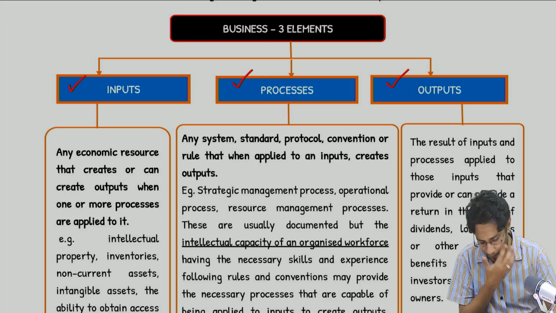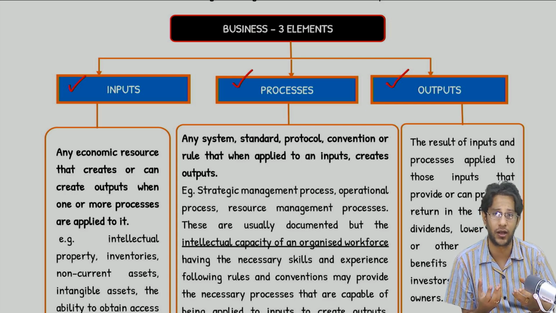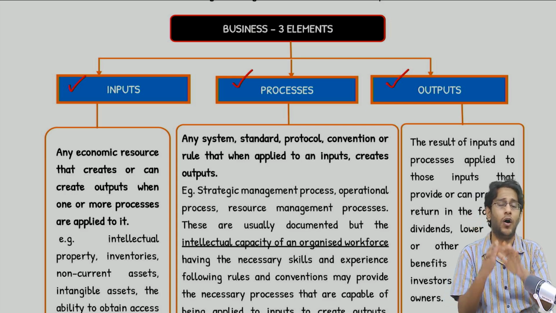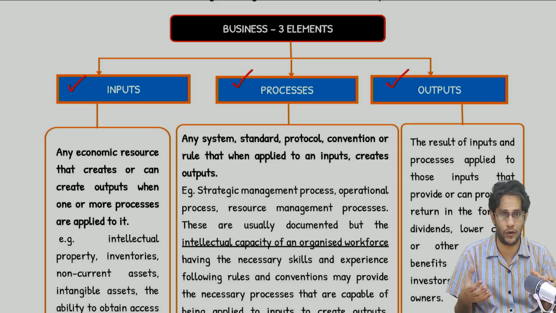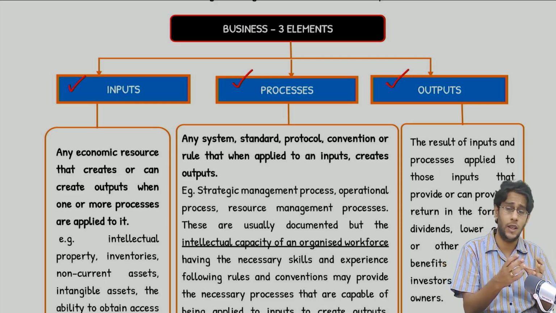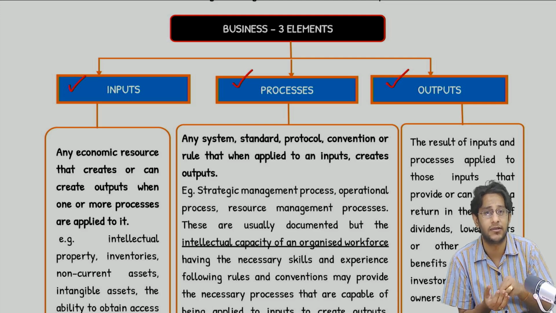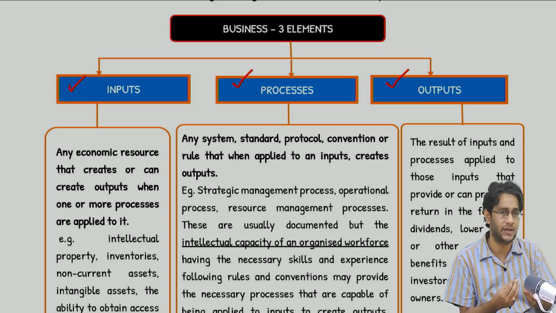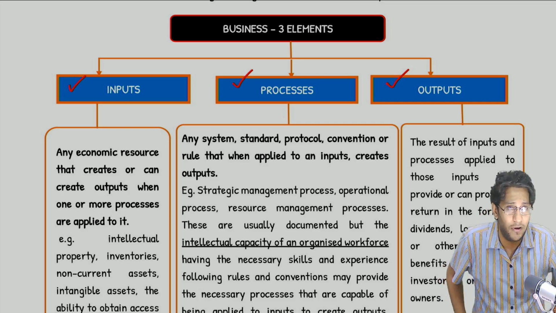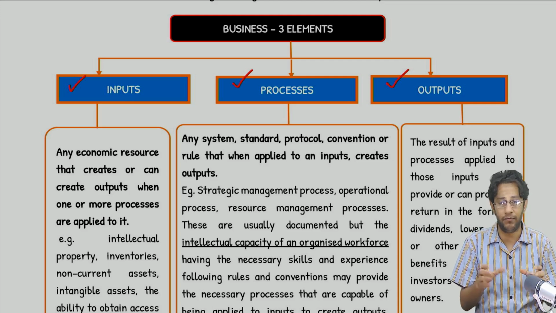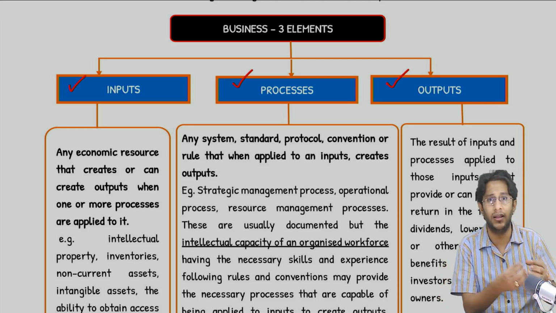Inputs mean any resources like your intangible assets, non-current assets, property, plant and equipment, all these non-current assets, the organized skilled workforce, the employees what you have. All these are called inputs in your business. On these inputs, if we apply some processes, meaning an activity, a procedure, a protocol, the way of doing things, the management activity. For example, in a manufacturing organization, the production activity is there. Then there is a management activity.